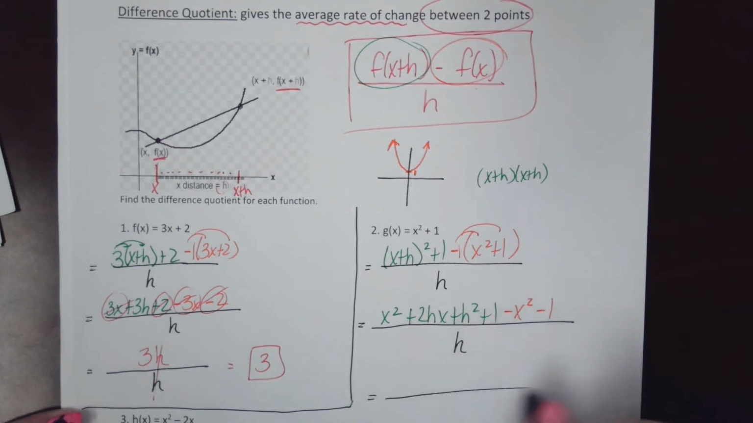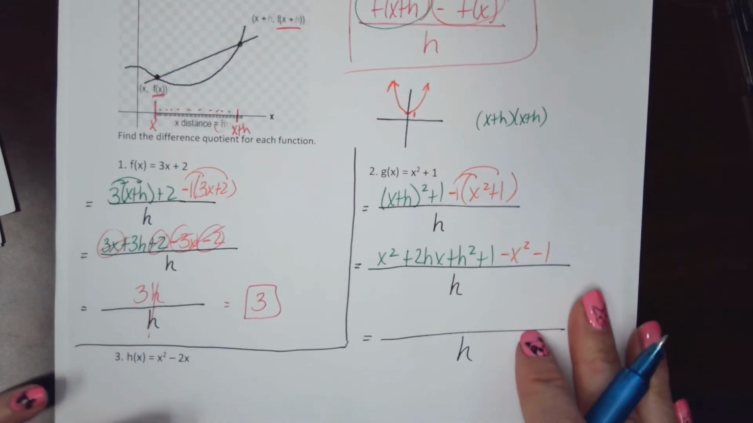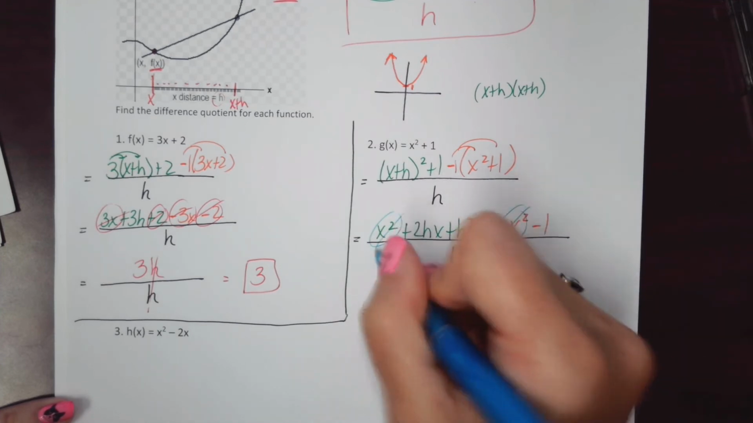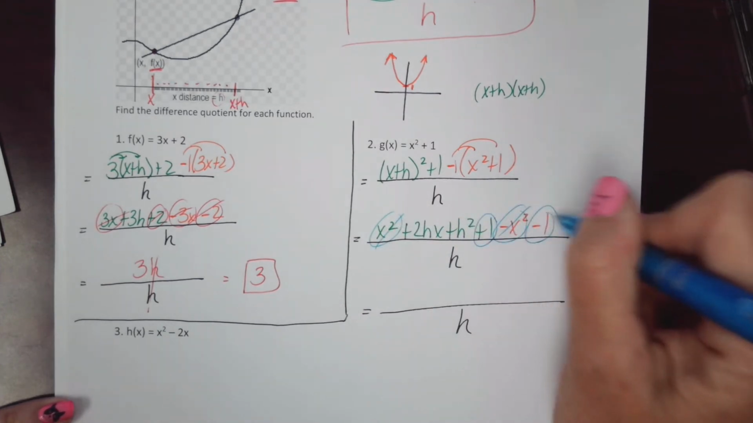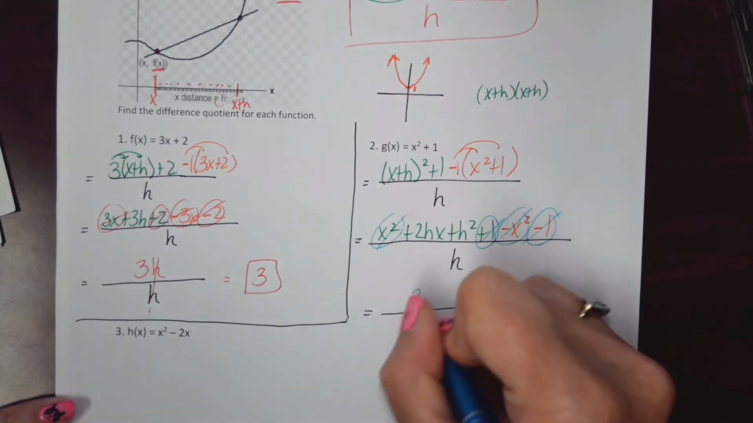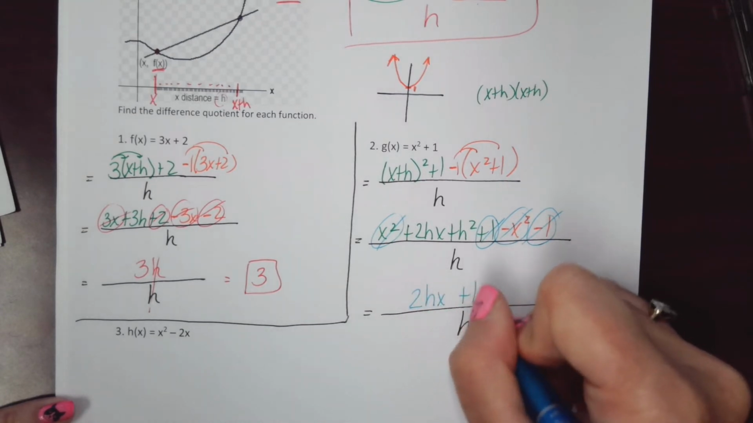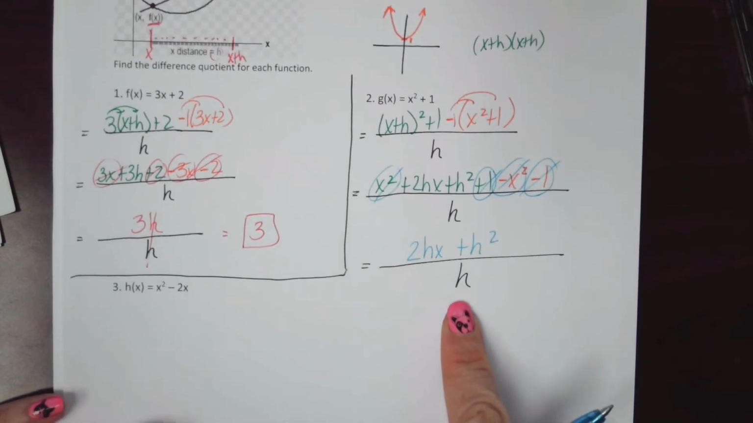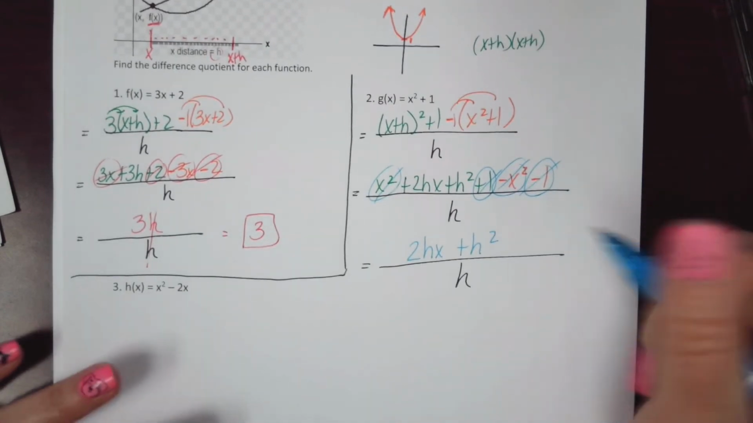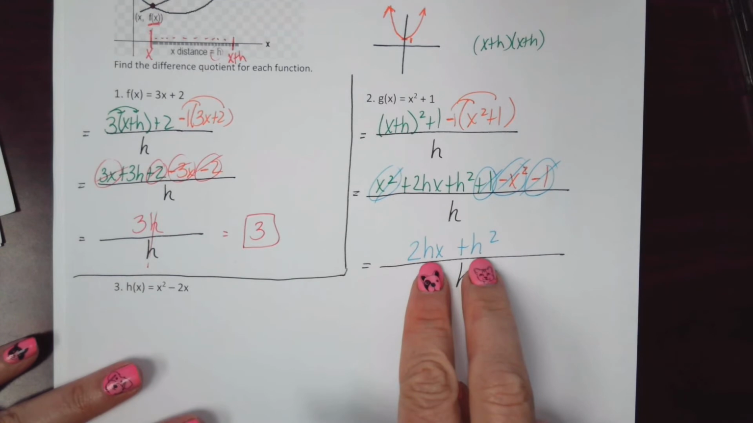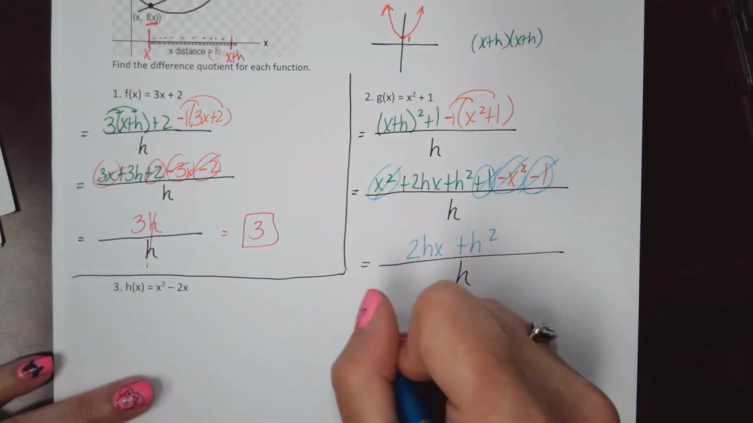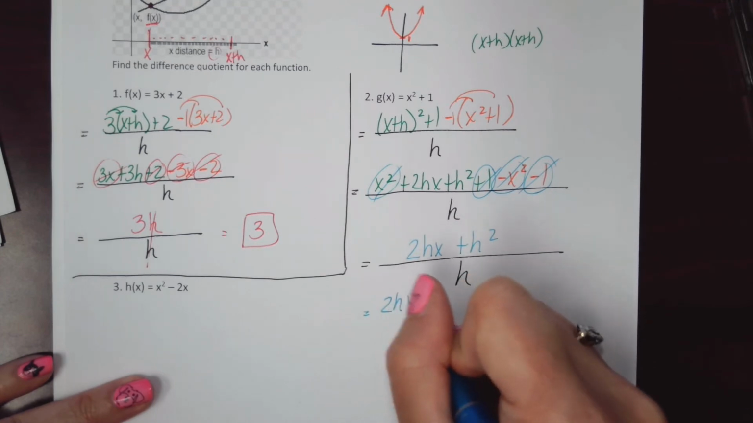All right, and then I clean that up. I'm looking for opposites, pairs that add to 0. X squared and negative x squared add to 0. 1 and negative 1 add to 0. And I'm left with 2hx plus h squared over h. I need to finish cleaning this up. Now I've got 2 choices. I can factor the common factor out of these 2 terms, factor out an h, or I could split it apart. And sometimes this is an easier way to look at it.